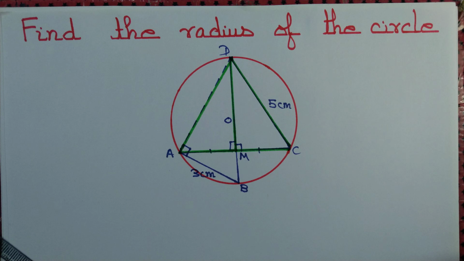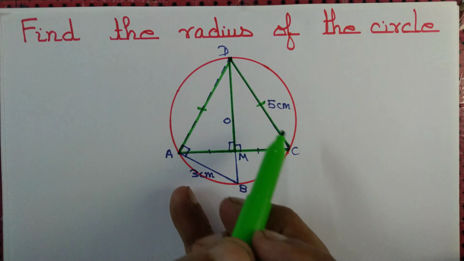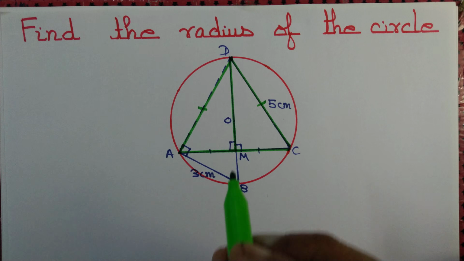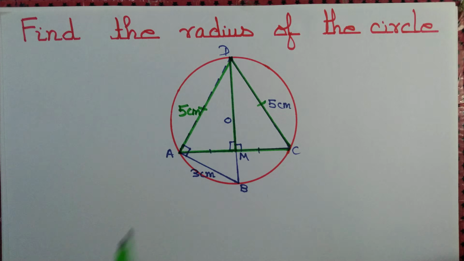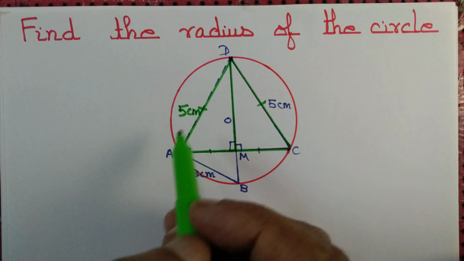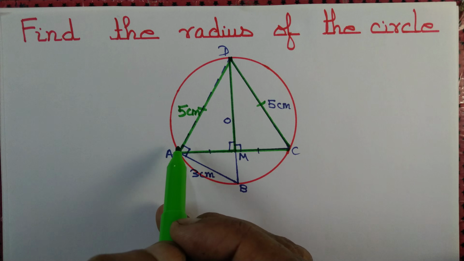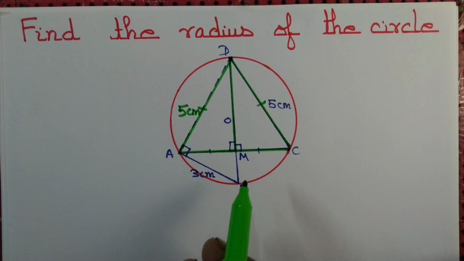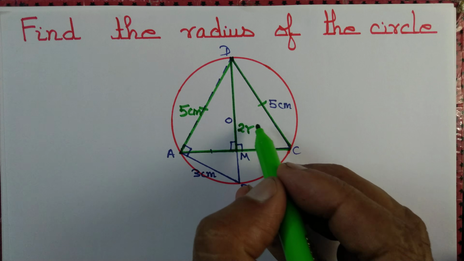Since corresponding parts of congruent triangles are equal, it follows that DA equals DC, but we are given DC to measure 5 centimeters, and thus we conclude that DA measures 5 centimeters as well. Now consider the triangle DAB. It is a right angle triangle. We know the length of the perpendicular, we know the length of the base, and we can find the hypotenuse. Further, the hypotenuse is the diameter of the circle, and the diameter must be equal to 2 times the radius.